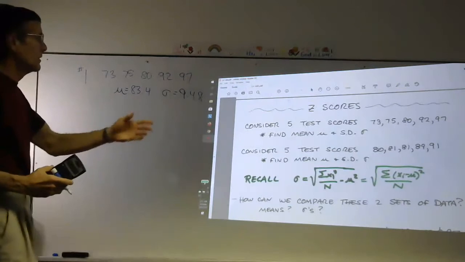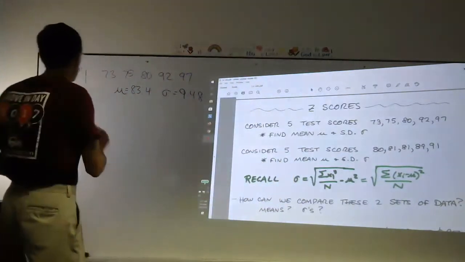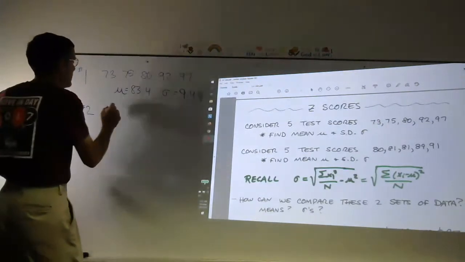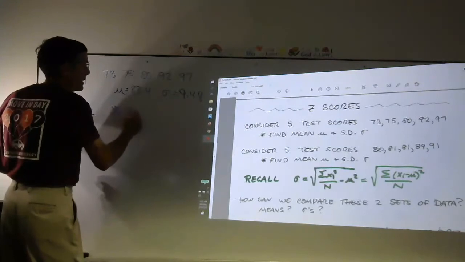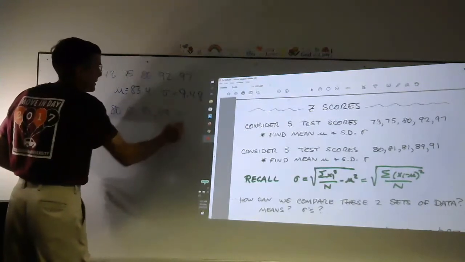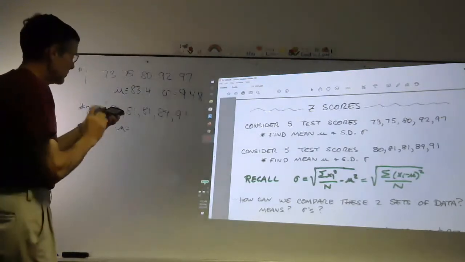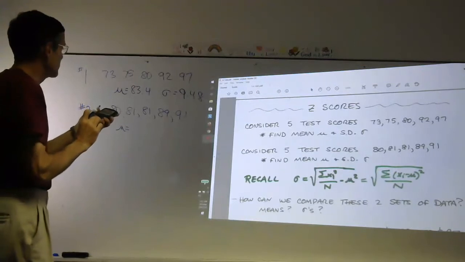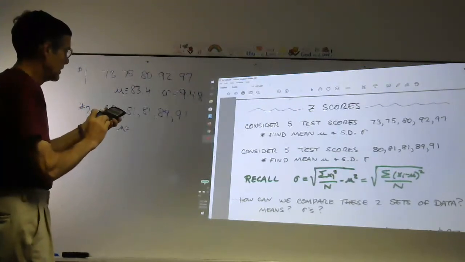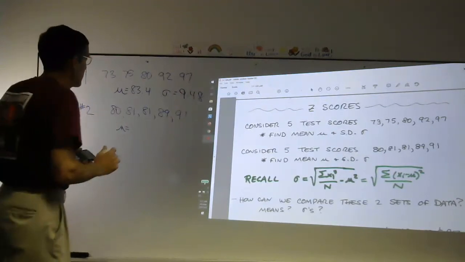All right, there's the first group, we found everything here. Here's the second group. This is group number 2. And we have 80, 81, 81, 89, 91. Let's do the same thing. Mu, it's 161 plus 170 plus 91 equals, divided by 5 equals, I get 84.4.